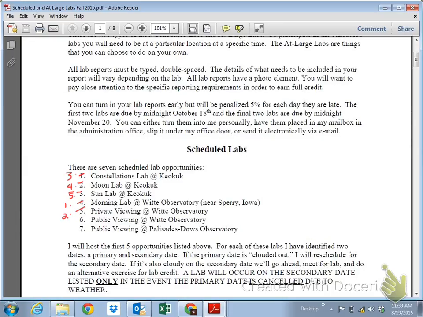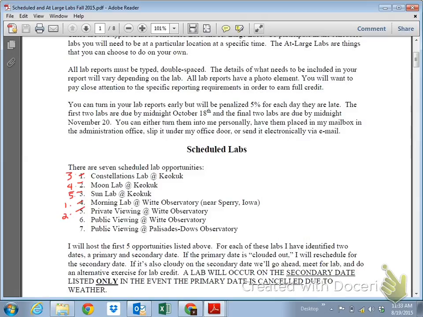So here's the deal then. I host 5 labs. The first 5 are the ones that I host, 1 through 5. At Keokuk, I host this one, and this one at the Whitty Observatory. So you need to know, for the dates you see on the next page, if it's cloudy, because if it's cloudy we can't see the stars, we can't see the moon, we can't see the sun.